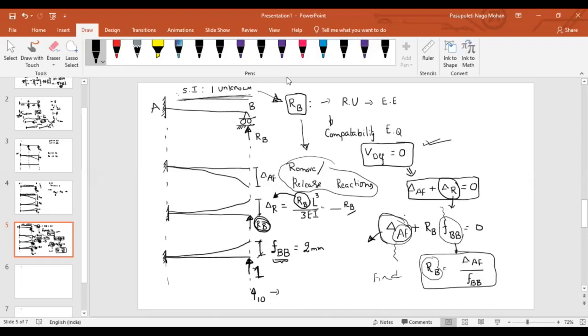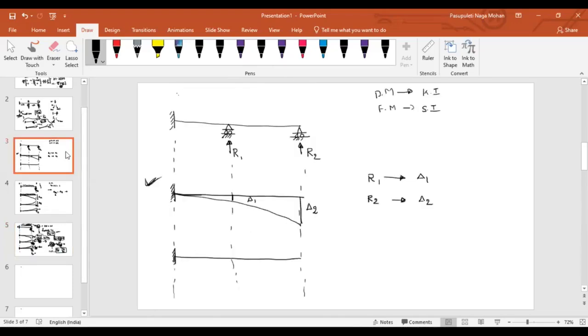Is it okay? The procedure that I discussed now: select the unknowns, find the indeterminacy, release them, find these magnitudes, and then find the required unknown. Is it okay? The flow chart or the procedure? Clear, right? Now, in this case, what is the difference between the example that we have seen and what we're going to discuss now?